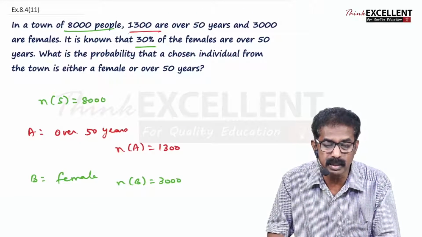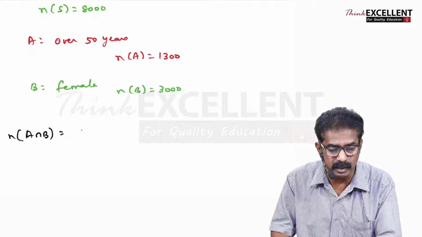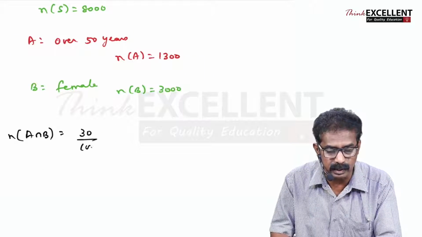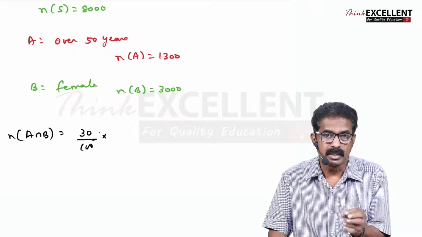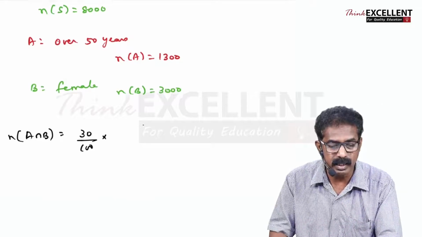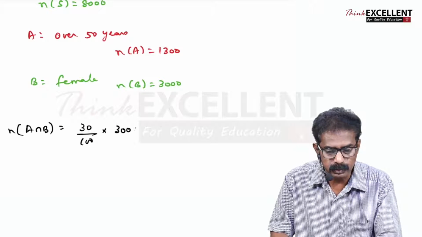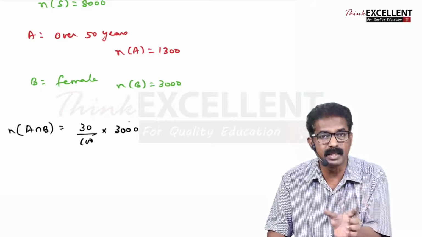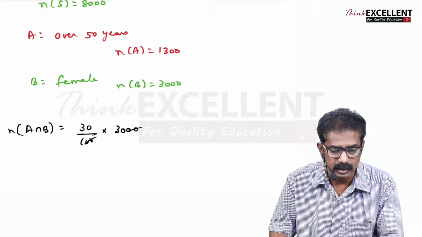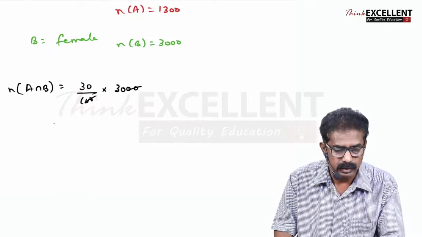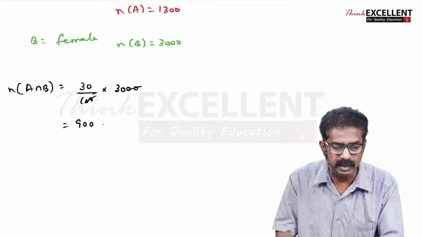They said 30% of female. 30% means 30 by 100 of, not the total, 30% of female. Female means how many are there? 3000. So 30% of 3000 are over 50 years. If you cancel 2 zeros, so 3 3s are 9. So 900, that is P of A intersection B.